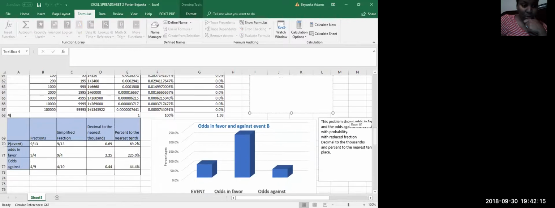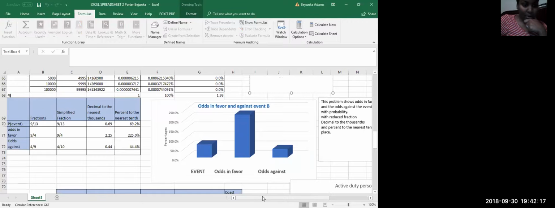All right, so moving on to question 4. Question 4 was finding the odds in favor and the odds against the event with the probability of P(B) equals 9 out of 13. So we show the fractions right here: the odds in favor, odds against, the simplified fraction, the decimal to the nearest thousandth, and then the percent to the nearest tenth. I labeled the percentages, the odds in favor or against event B.